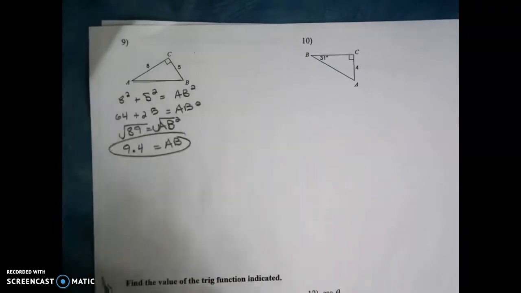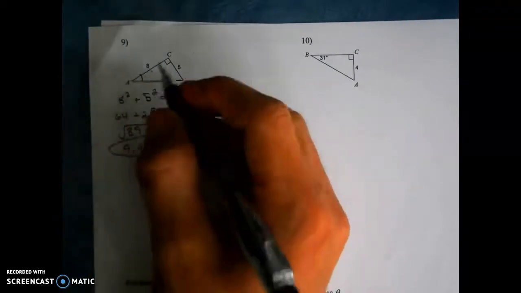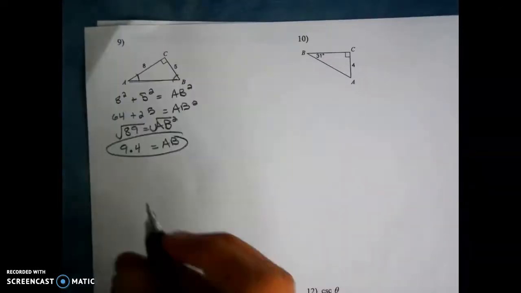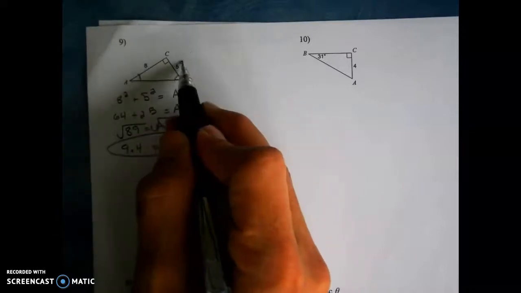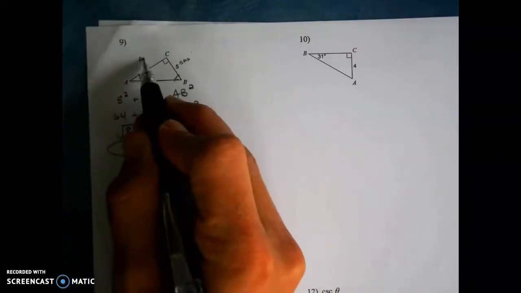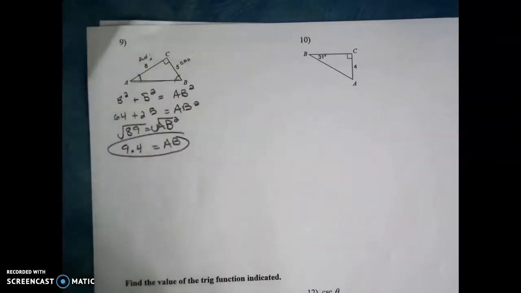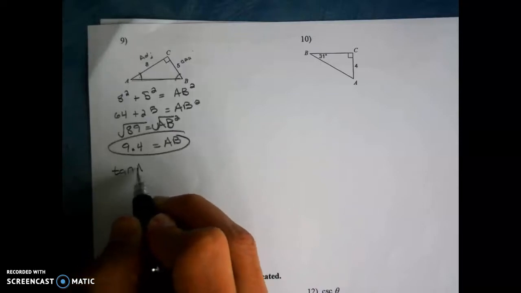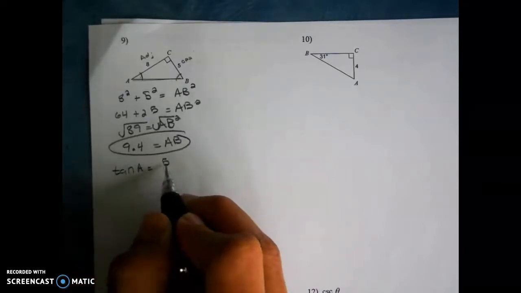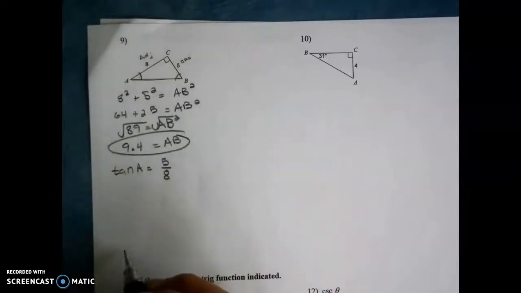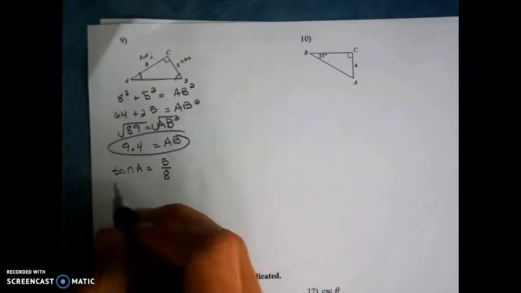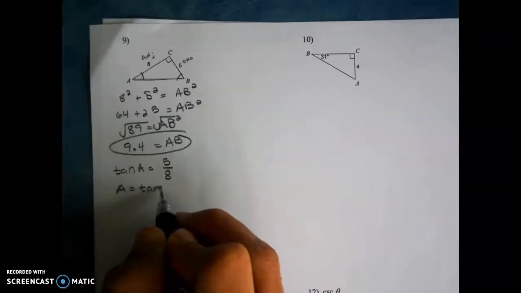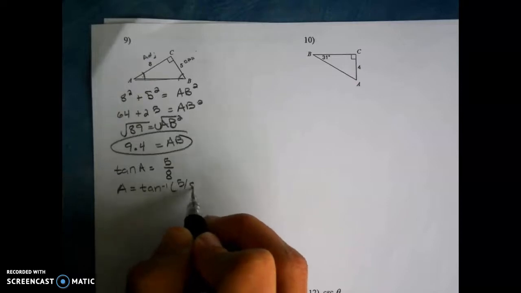Okay, there's AB. Now we just need to find angle A and then angle B here. So let's start with angle A. Right here, angle A, this would be opposite. This would be adjacent. So that's tangent. So I'm going to have tangent of A is equal to opposite over adjacent. I want to get A by itself, so I'm going to use the inverse of tangent, inverse of tangent of 5 over 8.